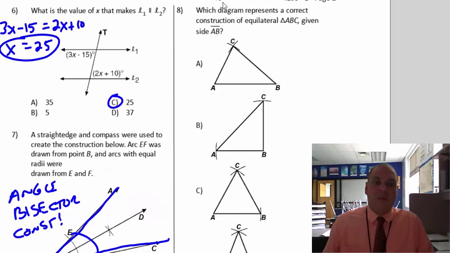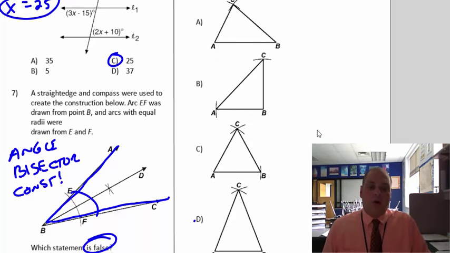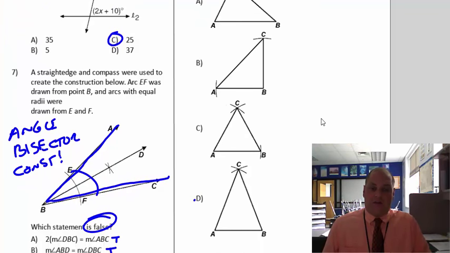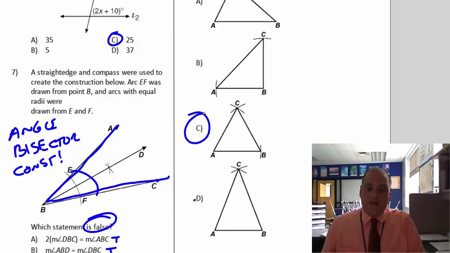All right, which diagram represents a correct construction of equilateral triangle ABC? You just got to know how to get your equilateral there, and certainly B and D would not be right. There's no proof that you measured anything. Choice D doesn't even look right. But choice C would be the correct answer, because choice C is showing the arc right here. That's showing the measurement from A to B, and it's showing that it was copied here and here.